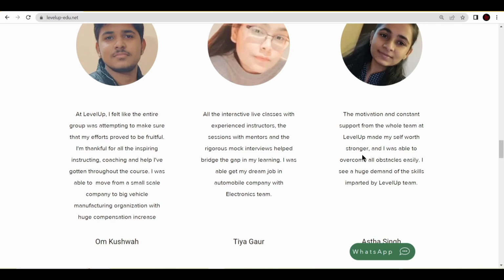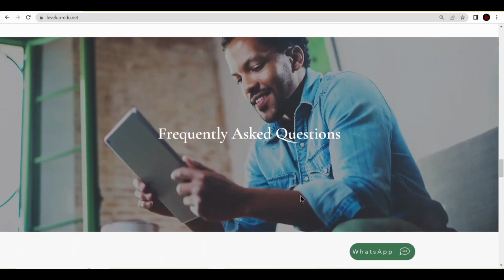If you want to complete this program and register for it, you can simply click on this WhatsApp icon over here and message directly on WhatsApp. You can get connected with the counselor, who will tell you the details about this program. You can ask your queries and doubts, and then register for this program. Now let us quickly look at the frequently asked questions.